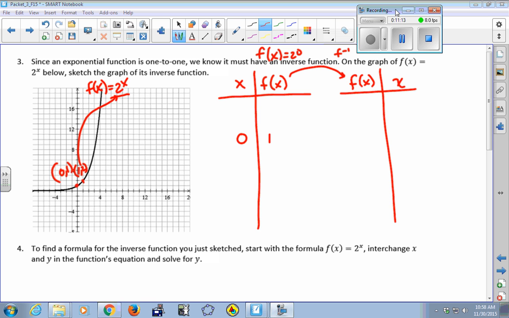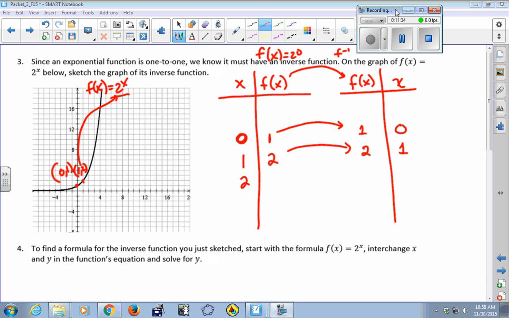So over here, you put 0 into your function, out comes 1. Now you're taking 1 and putting it into the inverse function, and you're going to come back to 0. When I put 1 in, I get a 2. I put the 2 in, I come right back to 1, whatever this inverse function happens to be.